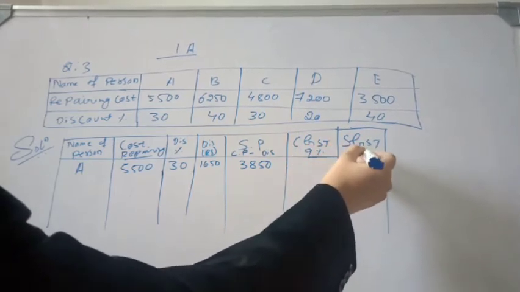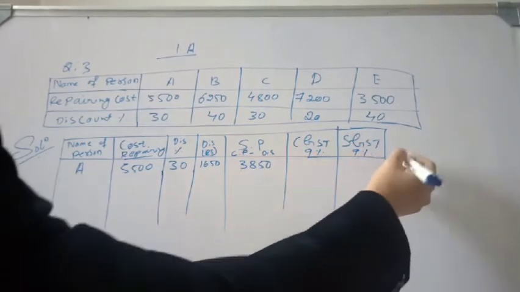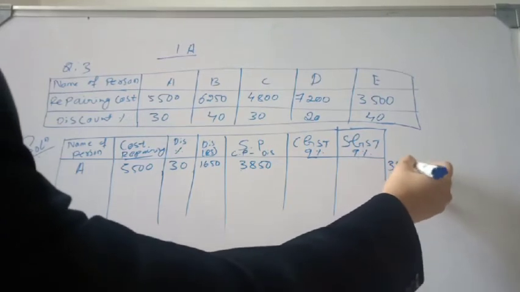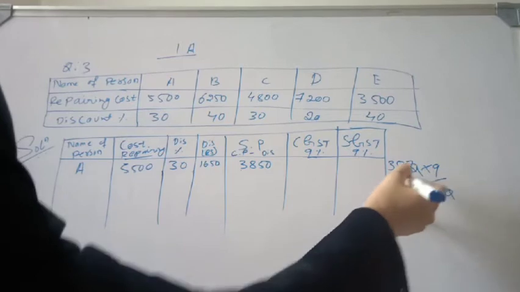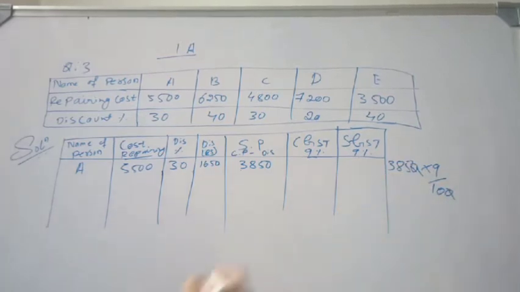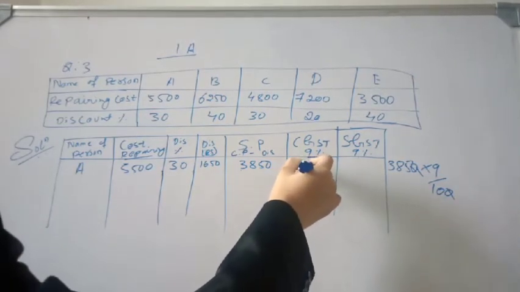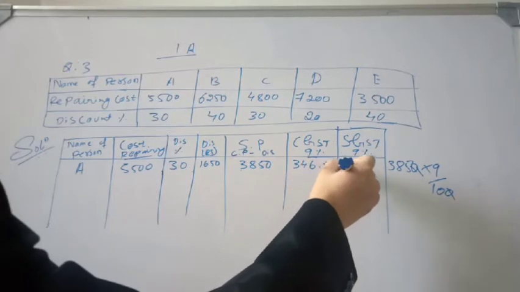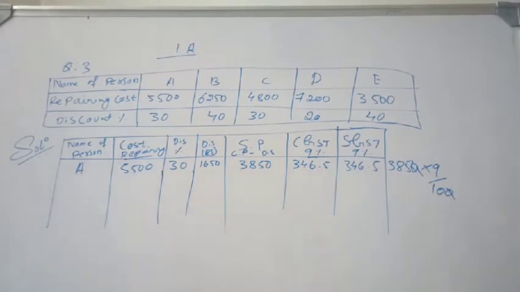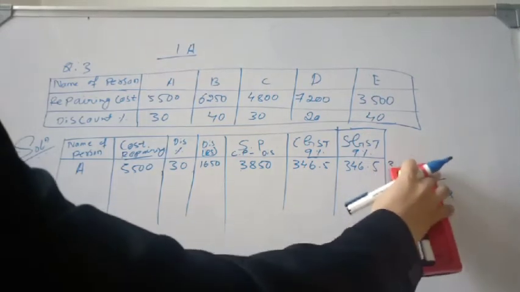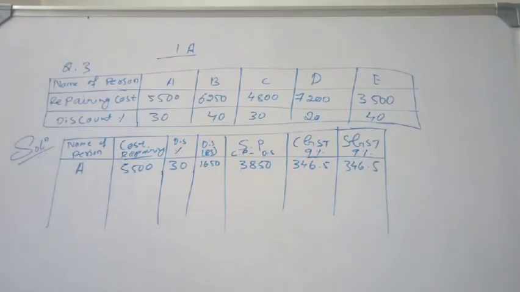Now he is charging GST 18%. 18% means we divide it into two parts, CGST and SGST. So 3,850 into 9% we take. So GST is 346 rupees 50 paisa for CGST and 346 rupees 50 paisa for SGST. So this is for A.